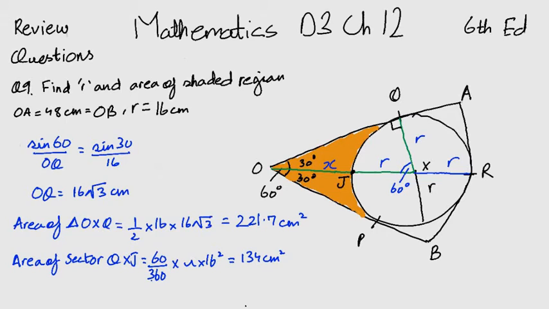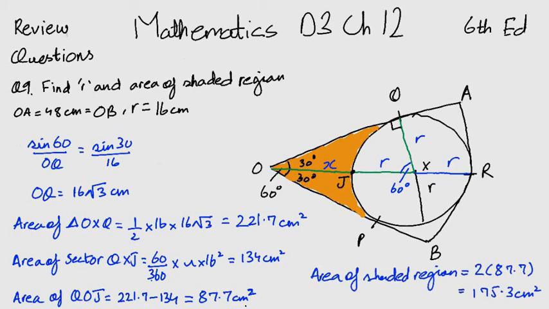And we find the area of the sector QXJ to be equal to 60 divided by 360 multiplied by pi into 16 squared. Remember that the area of a sector is lesser than the area of the whole circle in proportion to the angle that subtends the sector. And here the angle is 60 degrees. So the area of the part QOJ, that is half of the shaded region, comes out to be 87.7 centimeters squared. We simply subtract the area of the sector QXJ from the triangle OXQ. Now the area of the shaded region is twice the area of QOJ, and it comes out to be 175.3 centimeters squared.